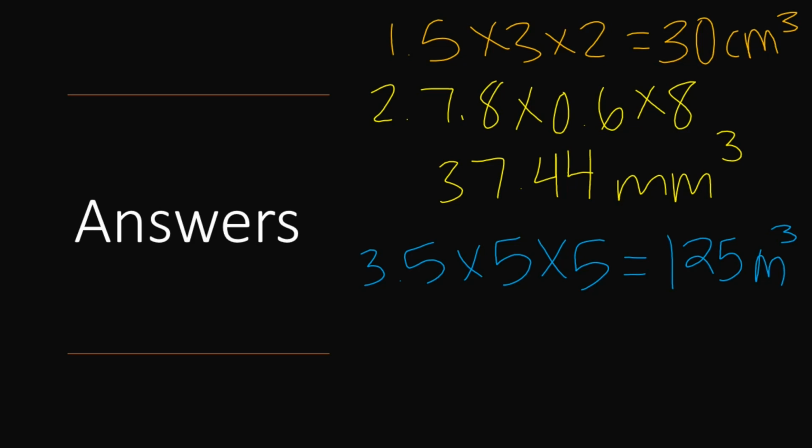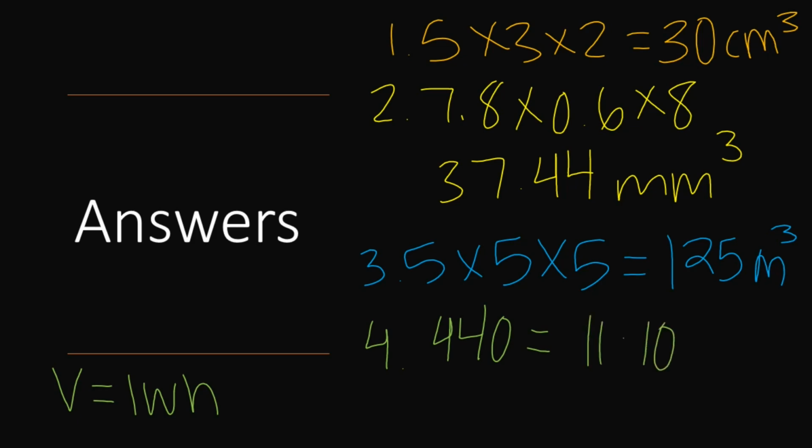Okay, and for the last problem, here we are given the volume. So here you would plug in all the values you have into the equation. So remember the equation, I'm going to write it off to the side, is volume is length times width times height. So you already have the volume, it's 440, equals the length, which is 11, and the height, which is 10 times the width here.